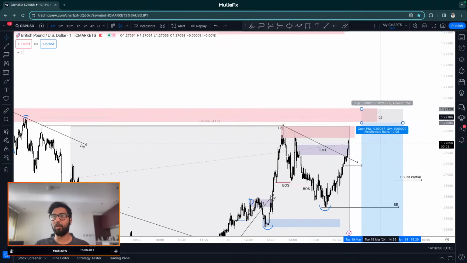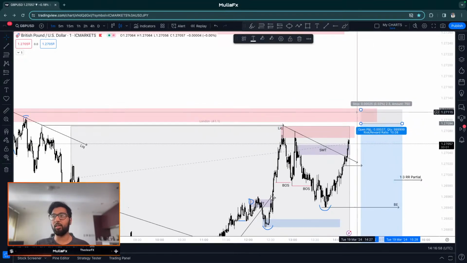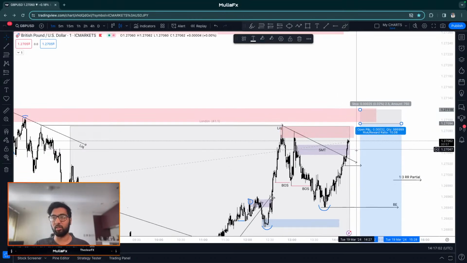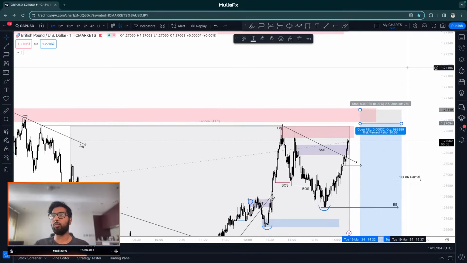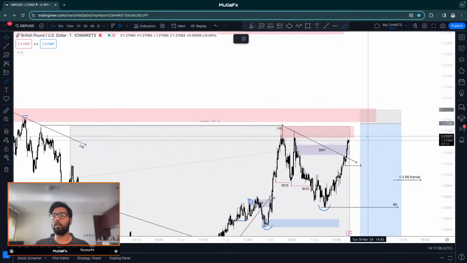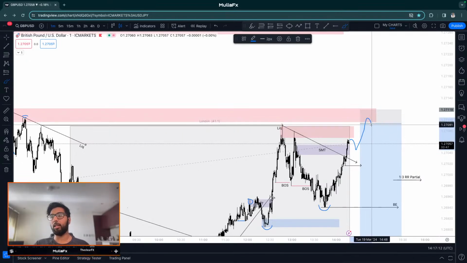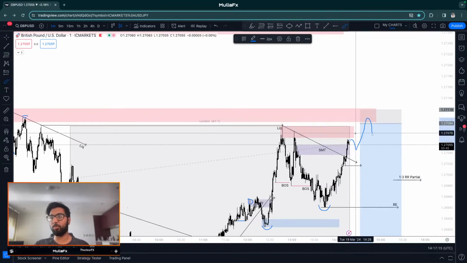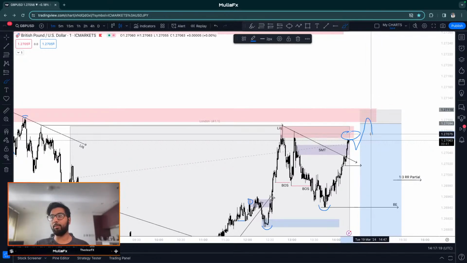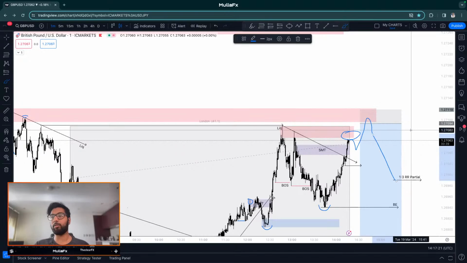If this supply zone gets invalidated, then we know that this is our smart money trap, right? A lot of smart money traders are going to sell over here. So price comes down, then it comes up, comes over here, then inducement. This is inducement of all these traders over here, and then it gives them the official move right around over here.